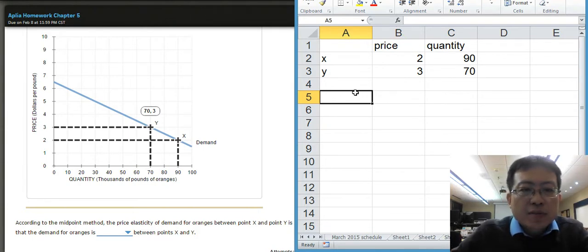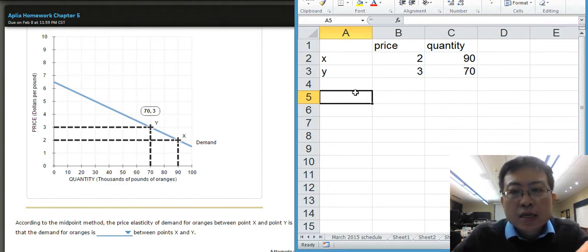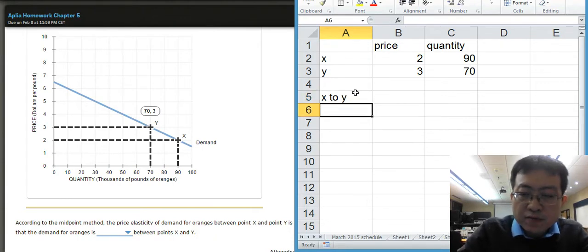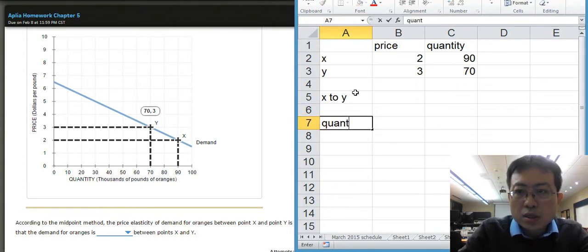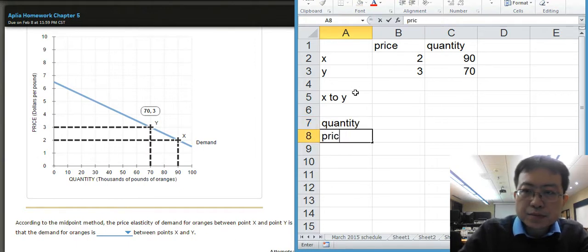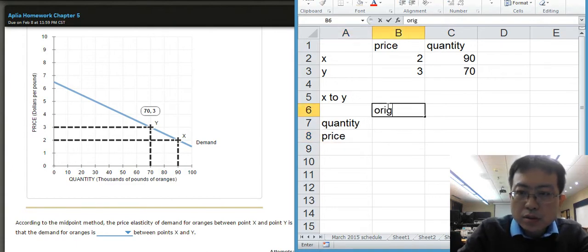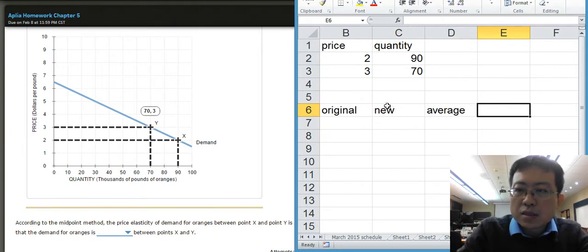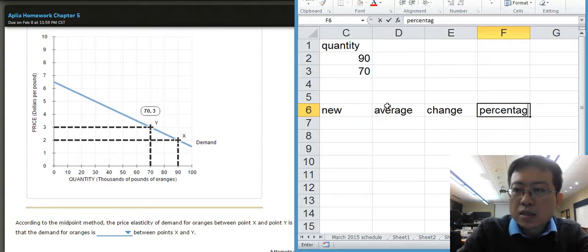Now, when you're looking for the price elasticity of demand, it doesn't matter which point you're changing from, so you can go from point X to point Y, or from point Y to point X. For this one, let's go from X to Y. X will be our first point, and Y will be our second point. We're going to use the same format we did for number 2. We're going to do quantity first, and then price second: the original, new, average, change, and then percentage change.